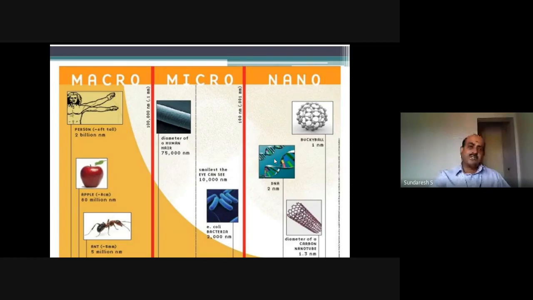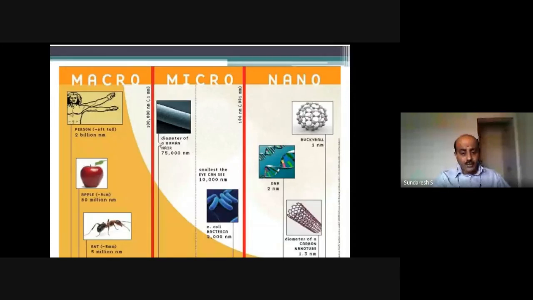So when you look at this slide, there are the different technological levels: macro technology, micro technology, and nanotechnology. Their comparisons are given here. Macro means the height of a person, which is 2 billion nanometers, whereas an apple is 80 million nanometers, and an ant, which is 5 millimeters, is 5 million nanometers. And when it comes to the concept of micro, let's look at it here.